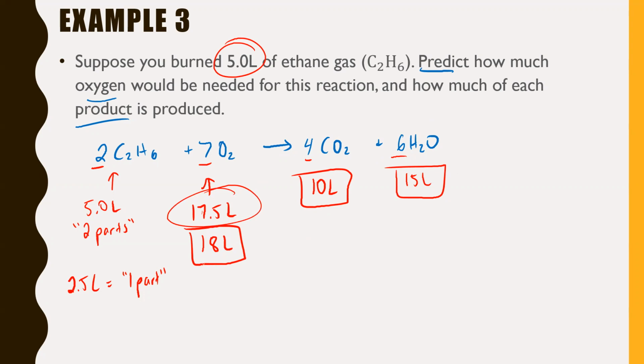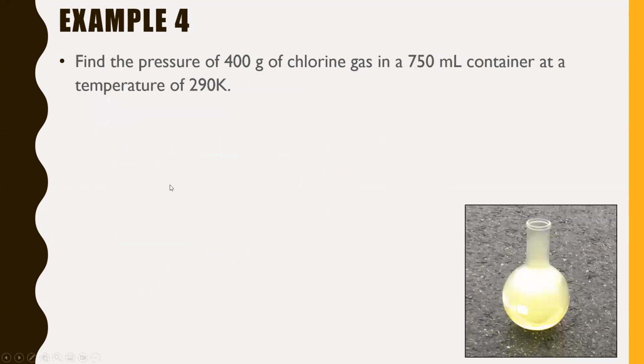The bottom line is make sure you know how to do these kinds of questions. Because we're trying to predict how much of something is made or used, we have to get a balanced chemical equation first. Anyway, moving on.